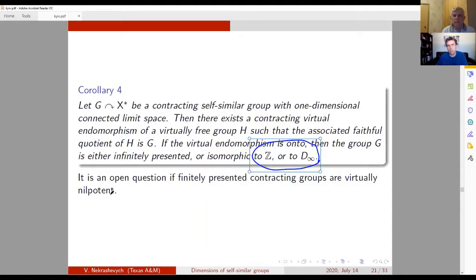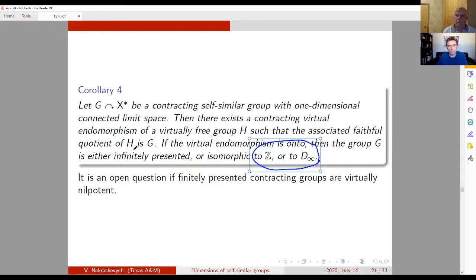So that's one of the reasons why I wanted to separate, to classify, to grade these groups by dimensions, because by now we studied only one-dimensional examples. You can construct 2-dimensional, 3-dimensional examples, and so on, but we know nothing about them. So that's one of the reasons why it would be interesting.